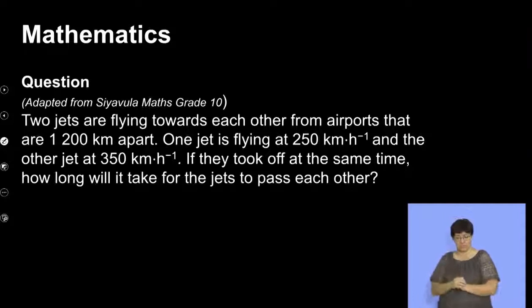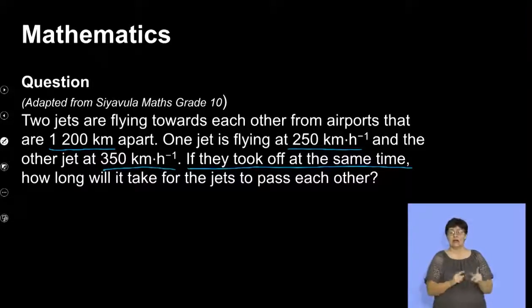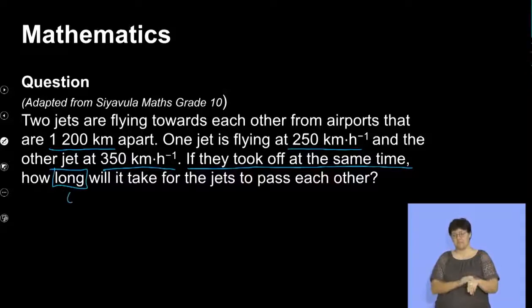Now, another question says 2 jets are flying towards each other from airports that are 1,200 kilometers apart. One jet is flying at that particular speed, and the other one is flying at that particular speed. If they took off at the same time, and the most important thing here is that they took off at the same time, how long will it take? We already know they want us to find the time for them to pass each other.